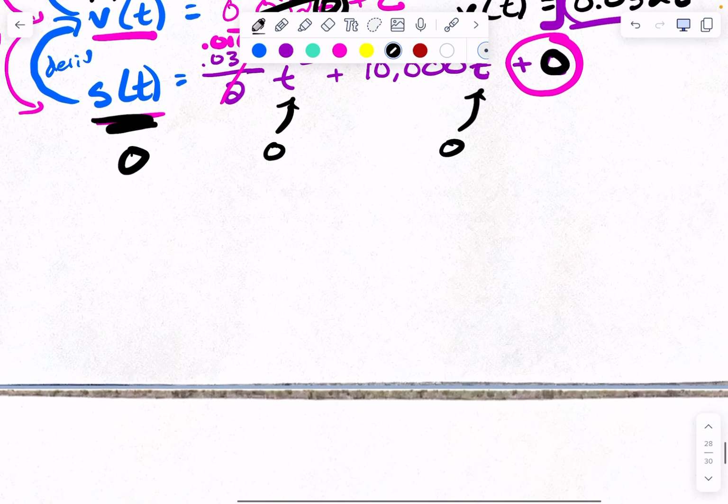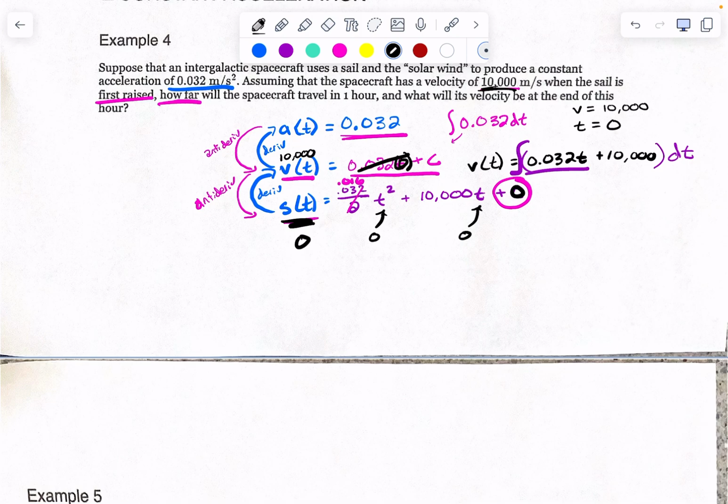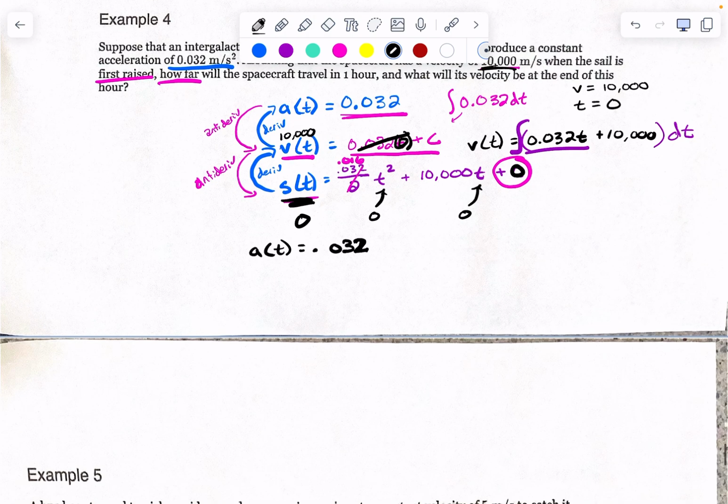Okay, so our official final functions, maybe I should write these down. Acceleration is 0.032. We're accelerating at a constant rate. That's why there's no variable with the acceleration. But the velocity is 0.032 t plus 10,000 because we initially are going 10,000 meters per second. And then S of t is 0.016 t squared plus 10,000 t. So we just plug in t equals 3,600. And we don't have a C on the last one.